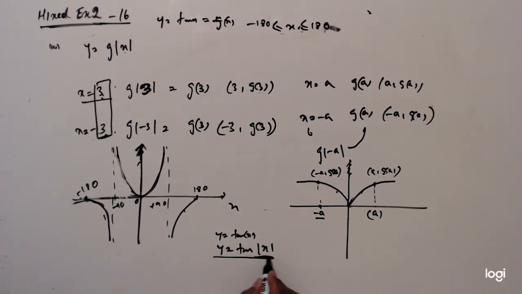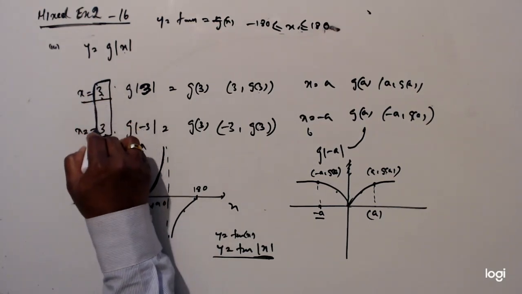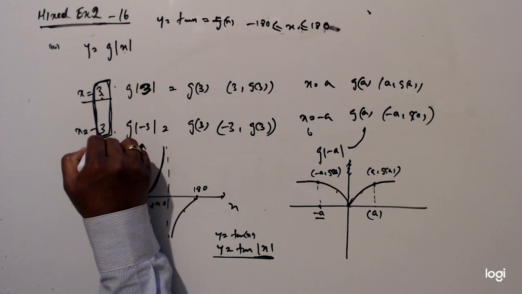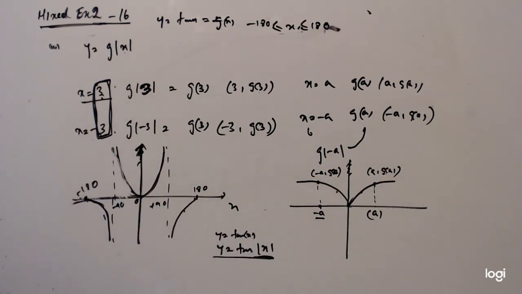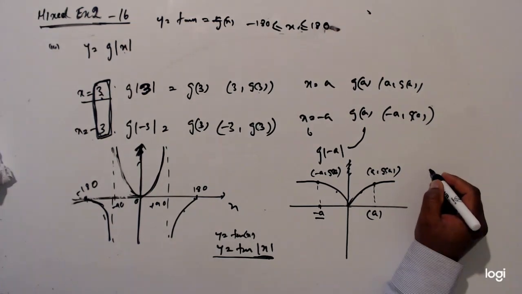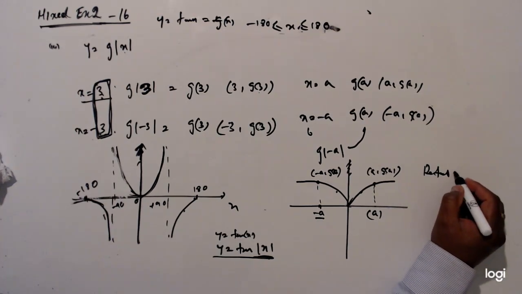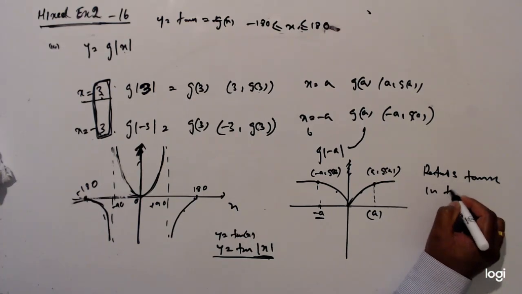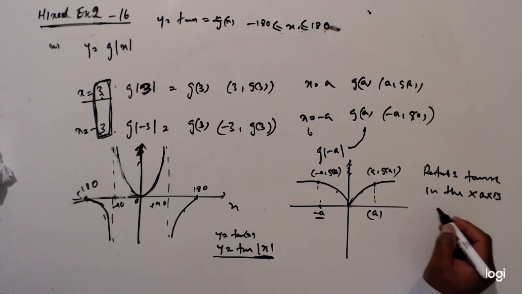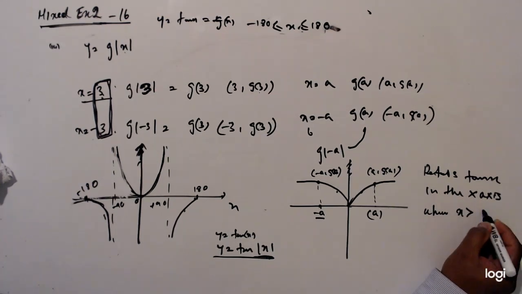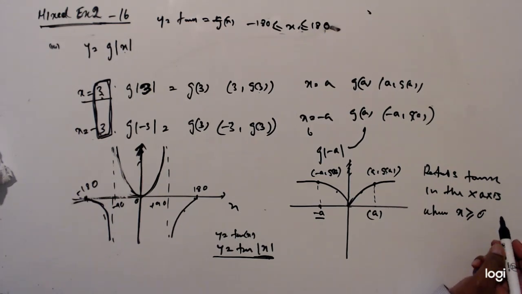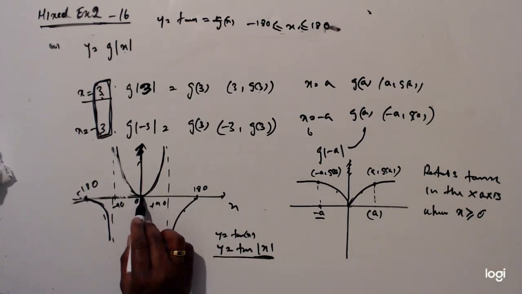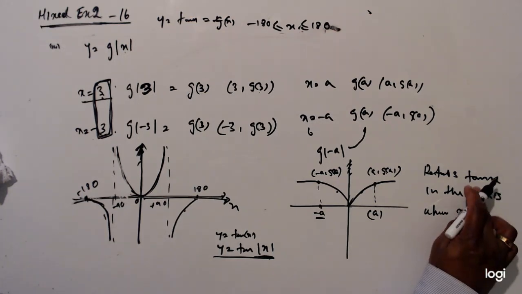If I summarize this mod x again, for the same magnitude of x, the y height should be the same, or the y value should be the same. So we can write this one reflects tan x in the x-axis where x is greater than or equal to 0. So take the x greater than or equal to 0 part and reflect that on the y-axis.